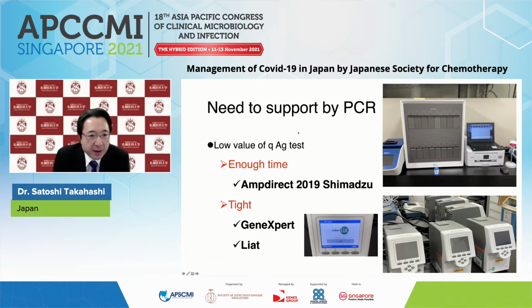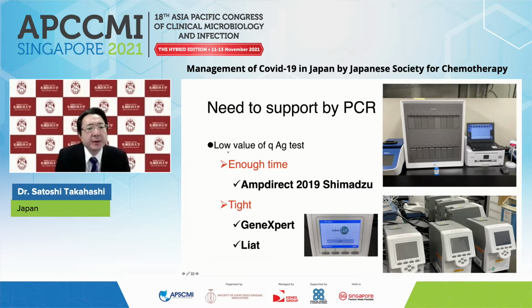At the clinical laboratory, we need to be supported by a PCR instrument, because we need a retest by PCR in some degree of antigen value.